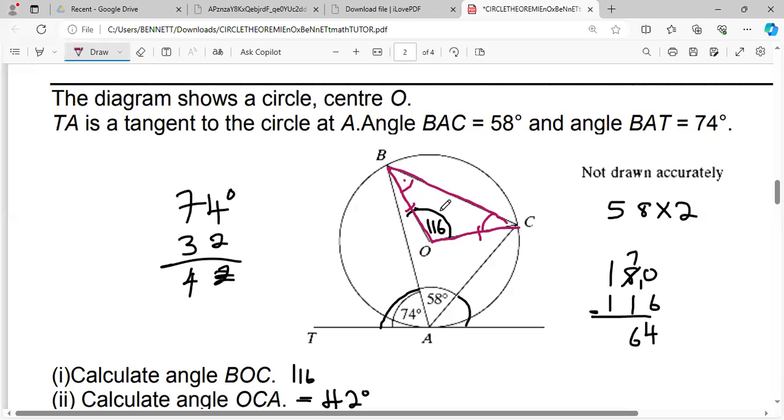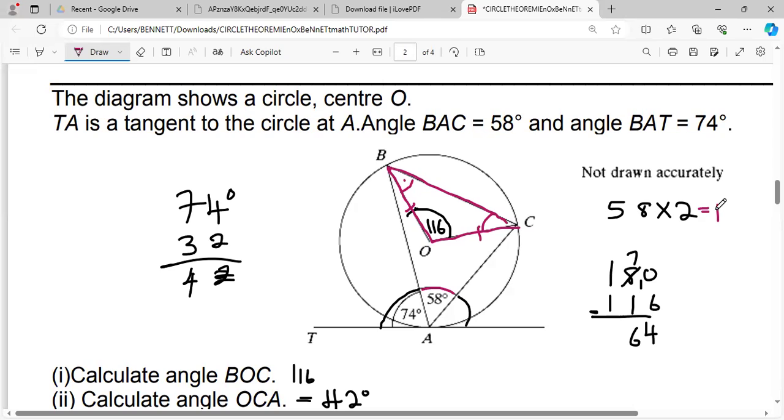Alright. So we could go all over it again. First we need to find this first, because they ask us to find BOC. But we know that the angle at the circumference is twice the angle at the center. We done that. So we multiply 2 times that to give us the 160.